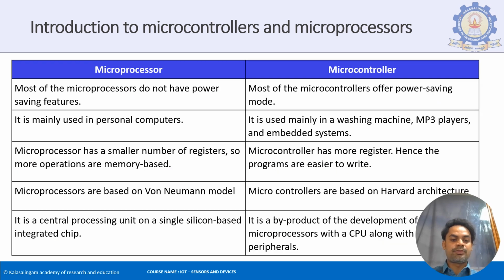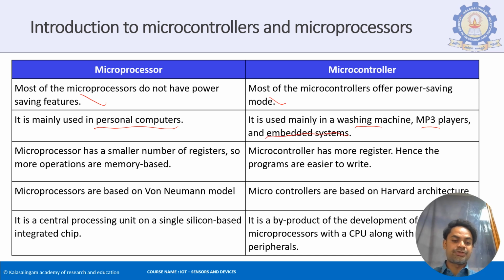Next one, most of the microprocessors do not have power saving features. Nowadays they have, but nominally processors do not have these power saving features, but microcontrollers have these power saving features by default because they work in battery mode. That is the main point. It is mainly used in personal computers, as we spoke of in the first point earlier. It is mainly used in washing machines, MP3 players, and other embedded systems.